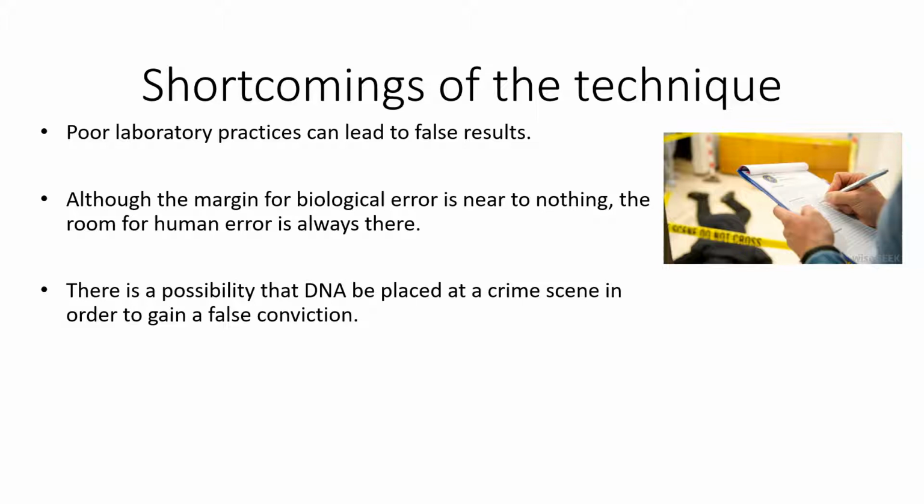Further shortcomings of the technique: an object with DNA can be placed at a crime scene in order to gain a conviction. This can be done any time before or during the forensic investigation of the crime scene. The use of DNA fingerprinting is very convincing and almost always leads to a conviction in a courtroom setting.